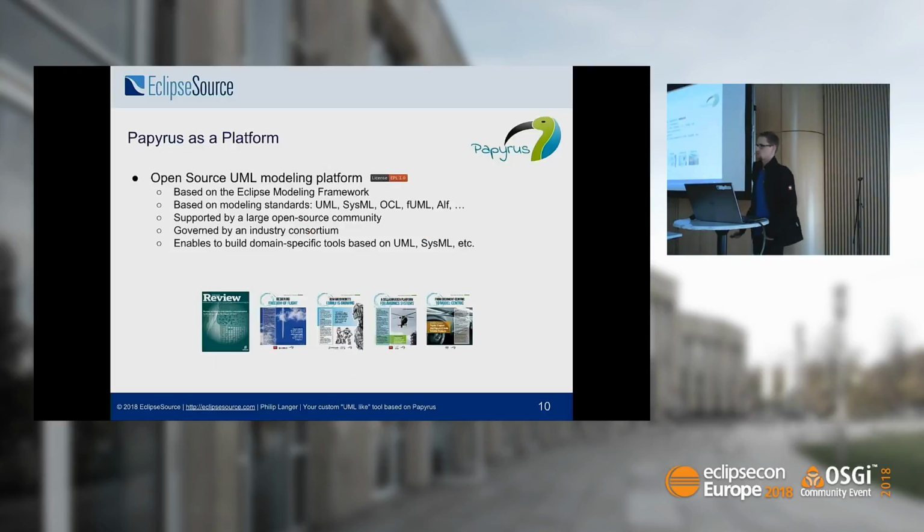So if you don't know Papyrus yet, just a few facts about it. Papyrus is an open source UML platform. It's governed by the Eclipse Foundation, and it's based on the Eclipse Modeling Framework. It implements a couple of different modeling standards. UML is one of them, but also SysML, OCL, fUML, and others are implemented there. And it's supported by a rather large open source community who maintain and evolve Papyrus. It's also governed by an industry consortium who coordinate on investments made in this platform.